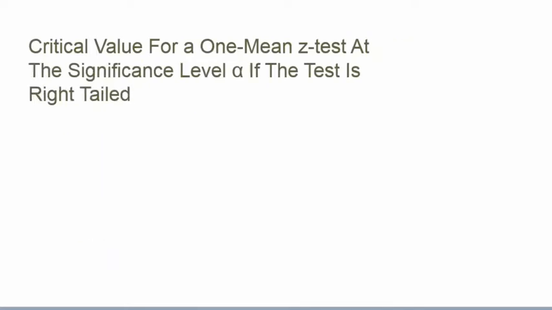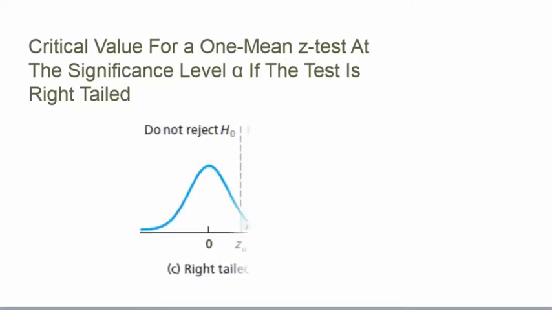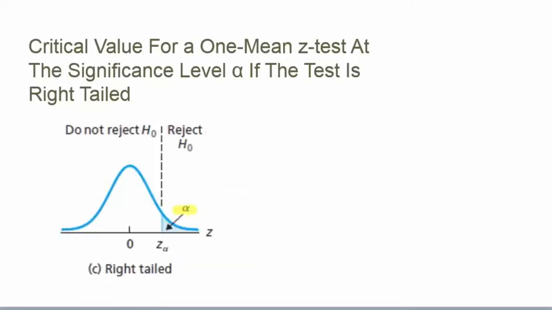Critical value for a one mean z-test at the significance level alpha if the test is right-tailed. When we are given alpha, we find our positive value for z sub alpha, and then our rejection region would be the z-values to the right of our critical value, and our do not reject would be the z-values to the left of our critical value.